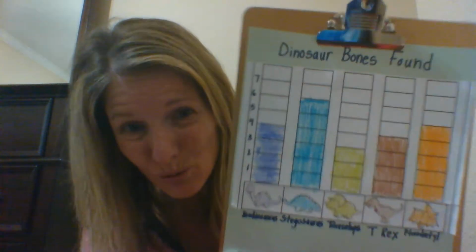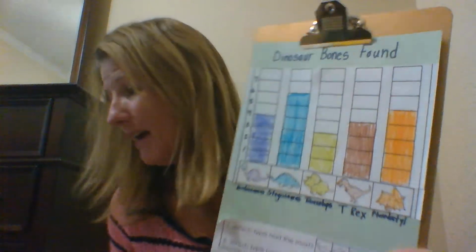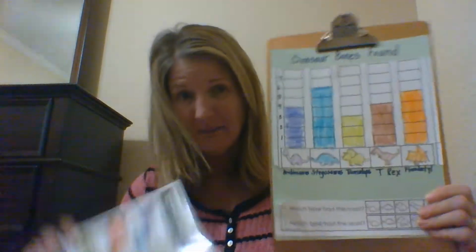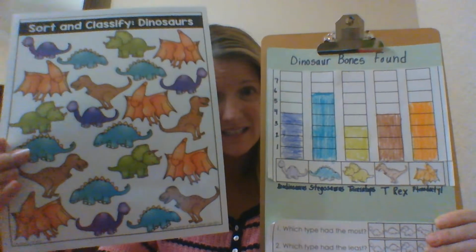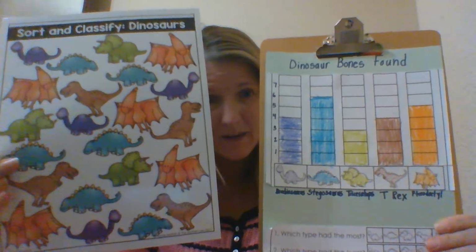I bet you can even do it in 2 seconds. What did they find the least of? 1, 2. Yeah. Because graphs make the information so much easier to read and to see how many and to compare how many or how many more. Look at from this to this, how much easier it is to see what there's more of and how many more, right?